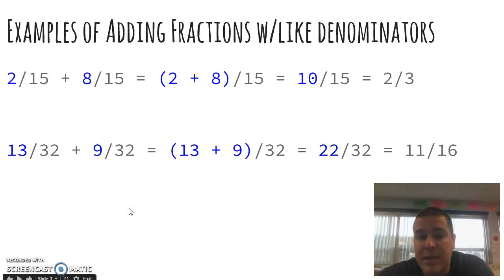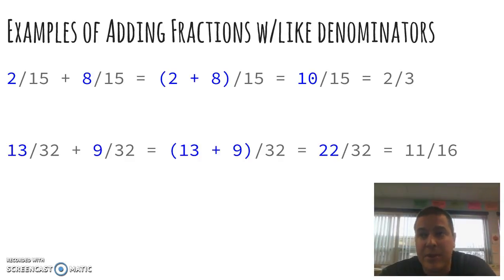Now, here are some examples that I have gone through. If you'll notice, I've got the numerators highlighted in blue font, so that way it's easy to tell. You start off by adding 2 over 15 plus 8 over 15, and that's going to equal 2 plus 8 over 15. The parentheses there is adding the two numerators together. So you're going to get 10 over 15, and then that reduces down to 2/3 because 5 goes into 10 2 times, and 5 goes into 15 3 times.